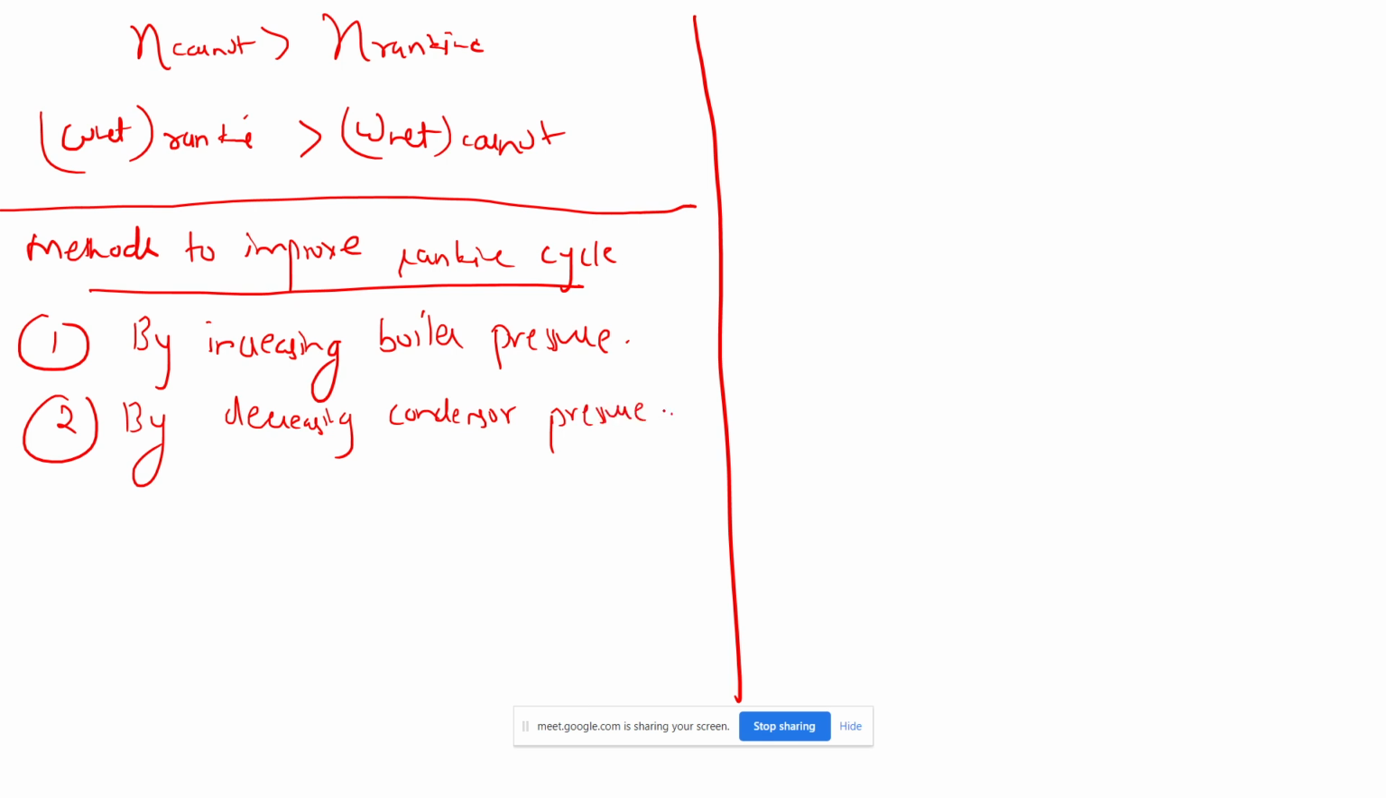Sir, in the practical scenario, what is the lowest possible condenser pressure used? Lowest possible. I actually don't know, but I will tell you in the next class after reading those books. But they don't ask such type of questions in the GATE exam. They generally ask the numerical part only, or what will be the effect if we decrease the condenser pressure or increase the boiler pressure. These are the type of questions they generally ask in the GATE. They don't ask you values.